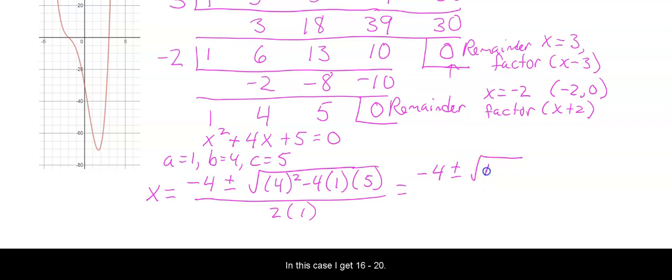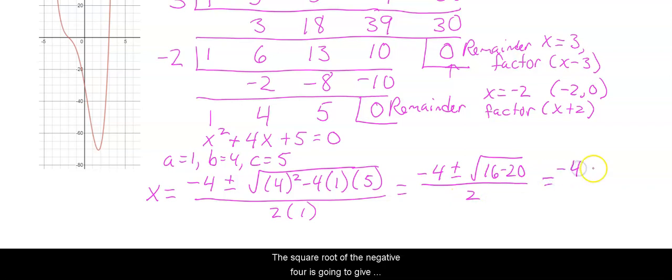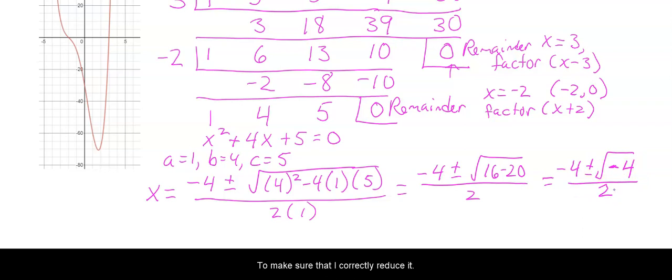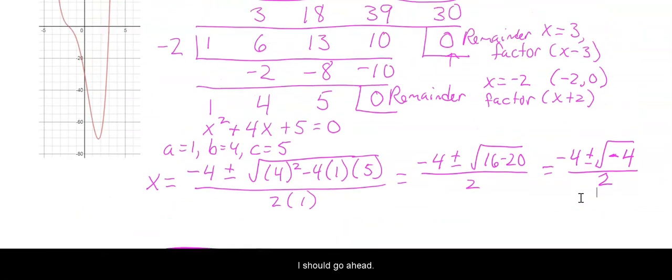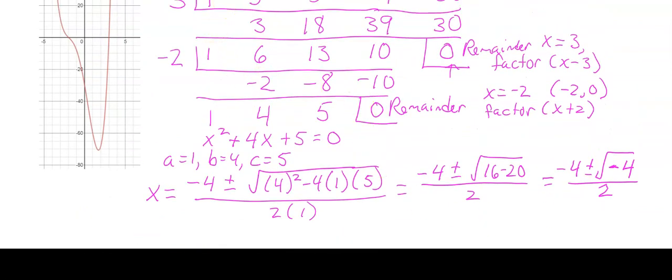In this case, I get 16 minus 20, which will reduce to negative 4 under the radical. The square root of the negative 4 is going to give me a 2i coming out. To make sure that I correctly reduce it, I should go ahead and split it into two fractions and write negative 4 over 2 plus or minus 2i over 2.